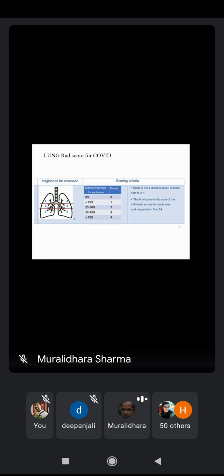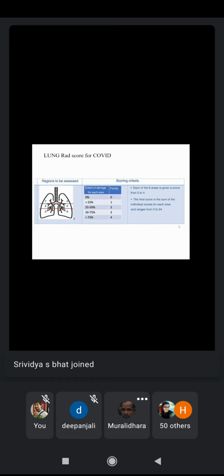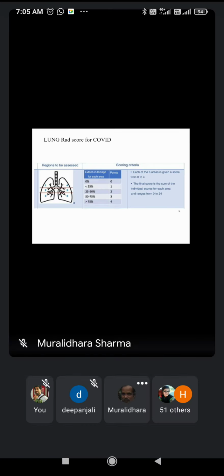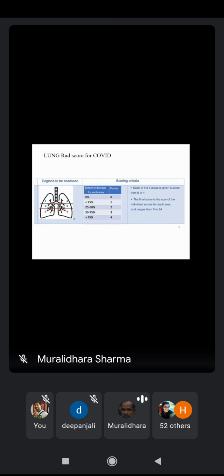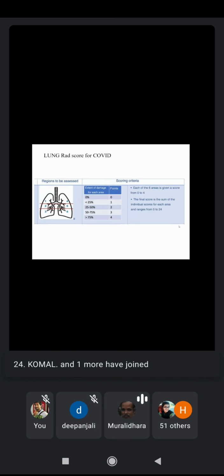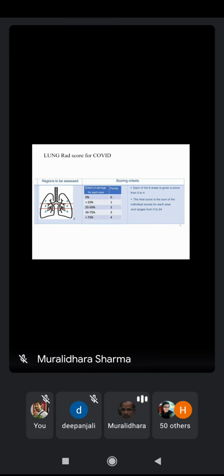Now, the COVID scoring, the RAD scores. RAD score is a reporting and data based scoring. There are many scoring methods followed, but the more popular method is the RAD scores or CO-RADS, which are the more popular method of scoring of COVID disease.